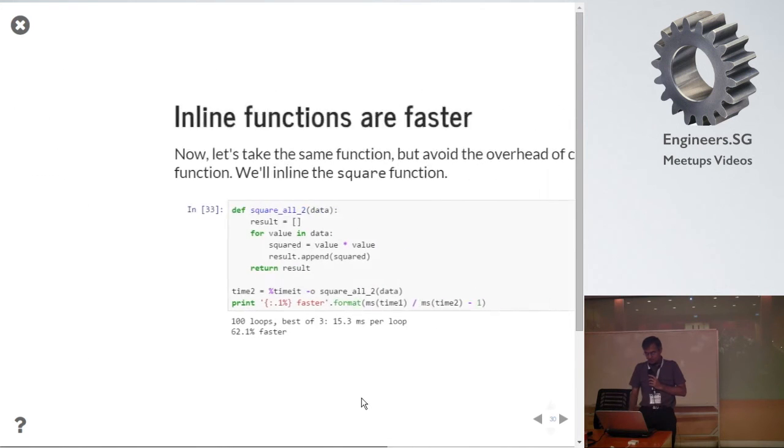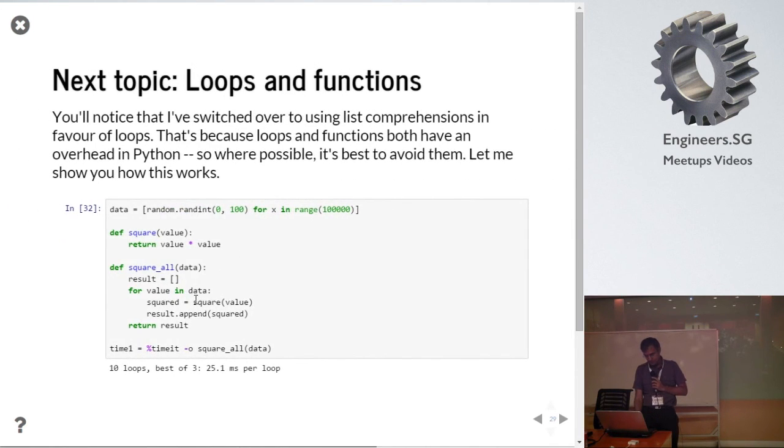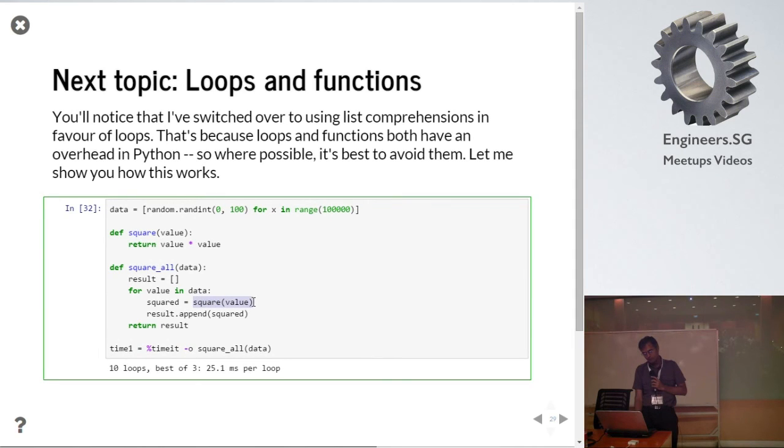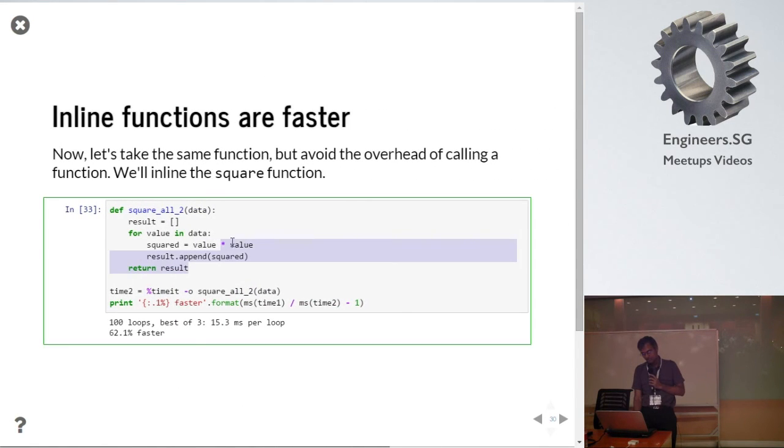Okay. Supposing we inline this function. So earlier, if you noticed, we were calling the function square of value inside square all. What if instead of calling this function, we just took the contents of this function and pasted it in here, effectively using an inline operation as opposed to a function? That's the only change that this does. We have square all 2, which takes value times value, and that is about 62% faster.